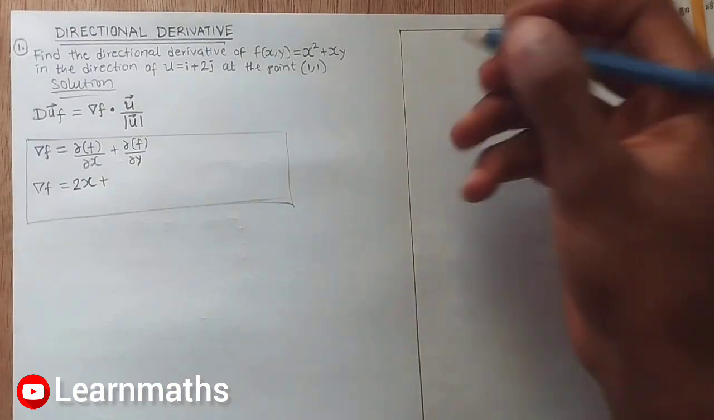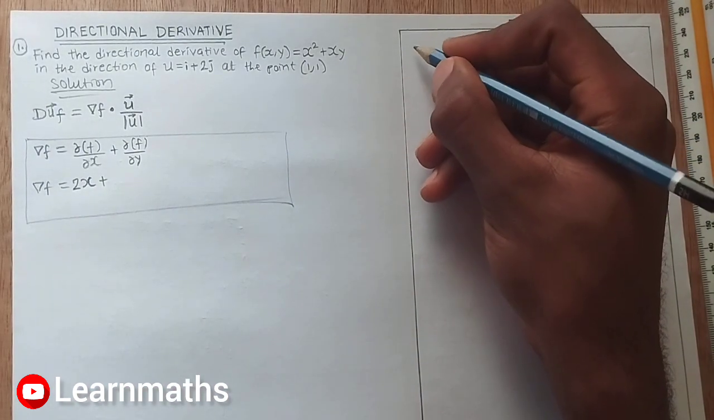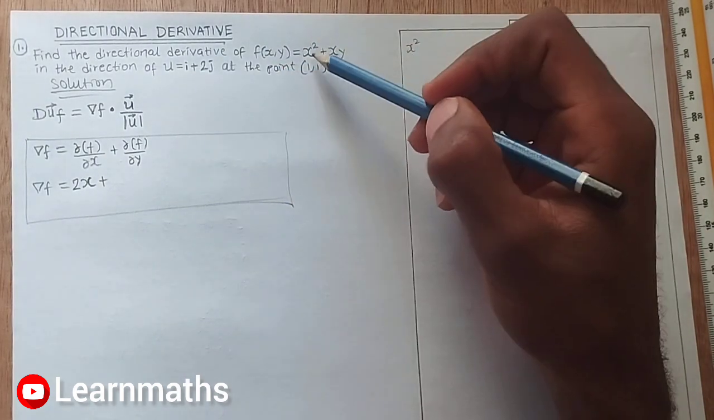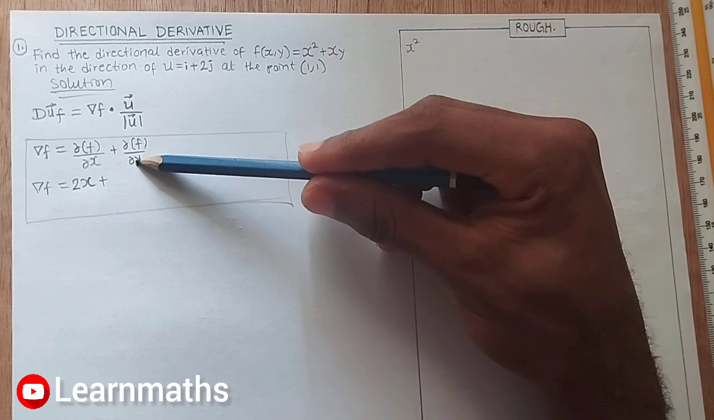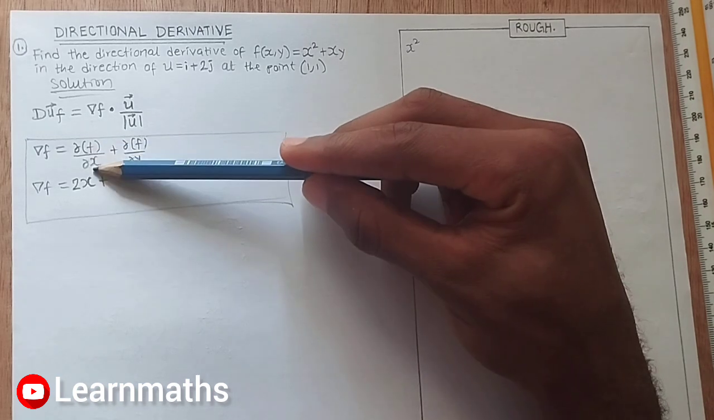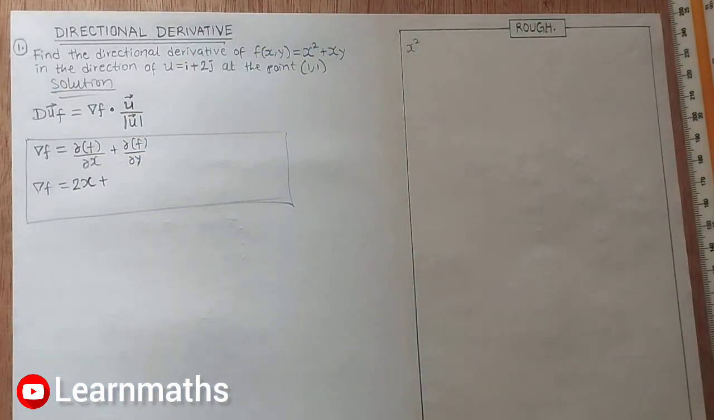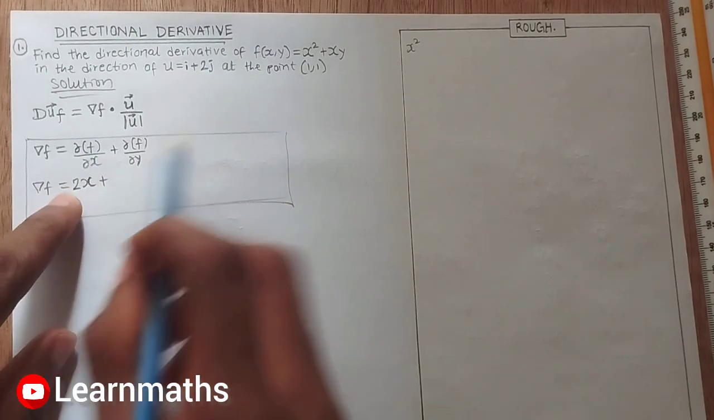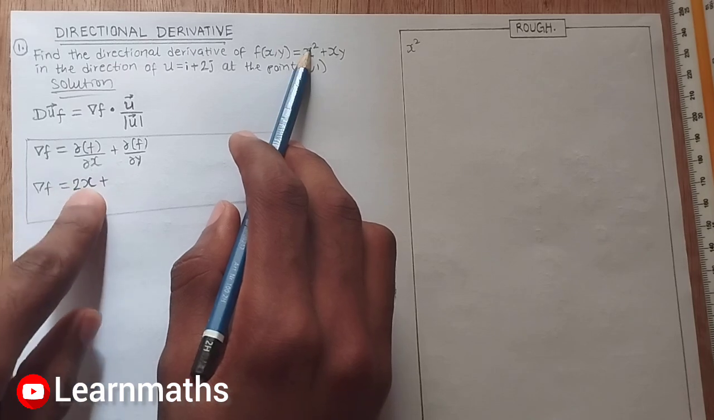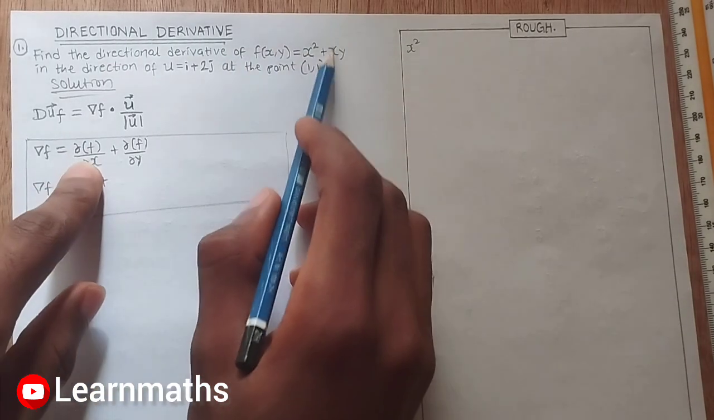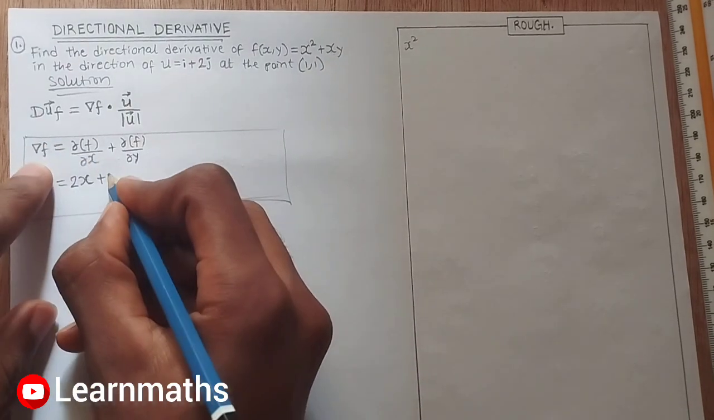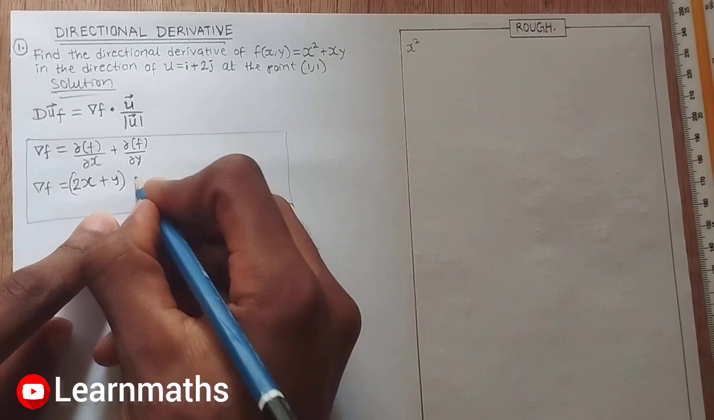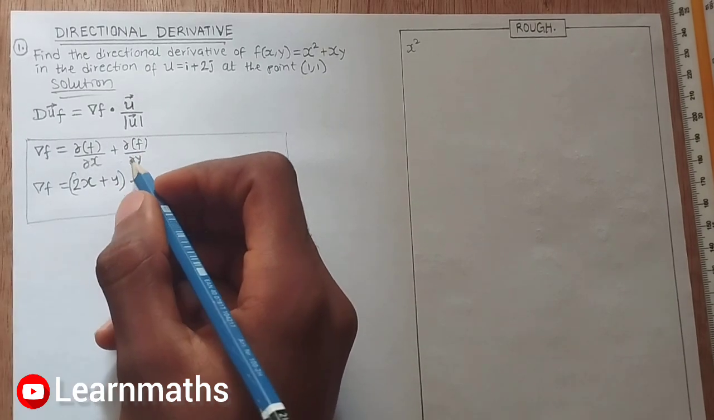Let's show working for those of you who don't understand. We're trying to differentiate this function with respect to x. For the first term, x squared, you get 2x. That's correct. How about the second term with respect to x? That's going to be y. Then you differentiate with respect to y.